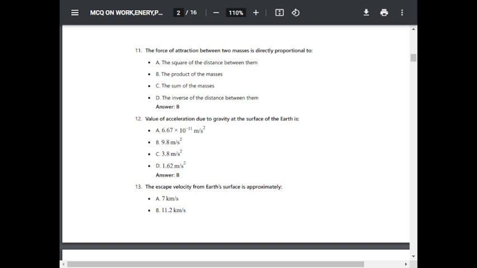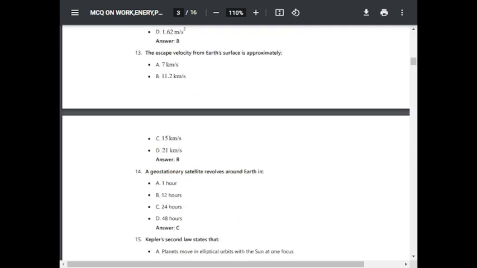Question number 13. The escape velocity from Earth's surface is approximately: option A, 7 kilometer per second; option B, 11.2 kilometer per second; option C, 15 kilometer per second; option D, 21 kilometer per second. The correct answer is B, 11.2 kilometer per second.